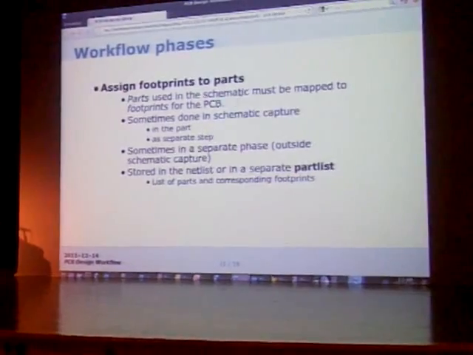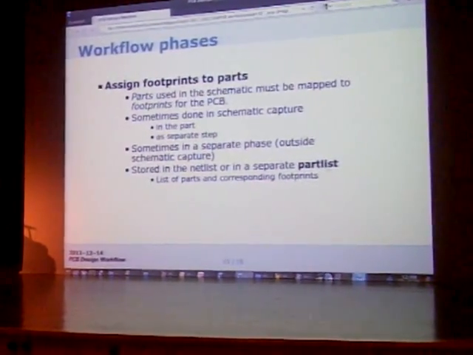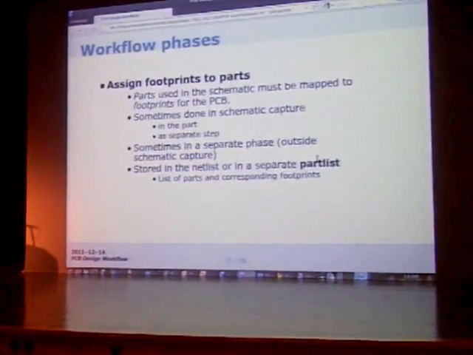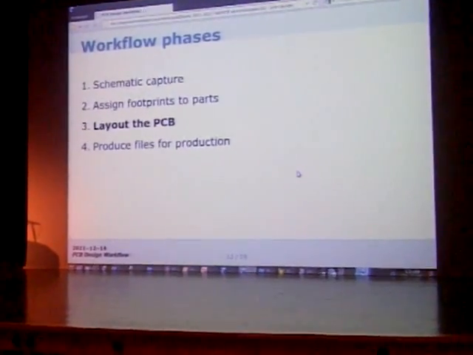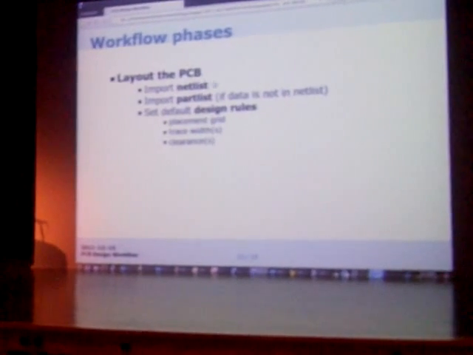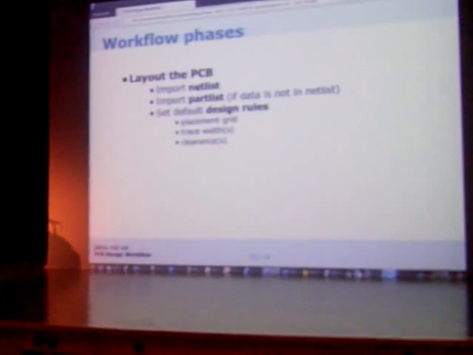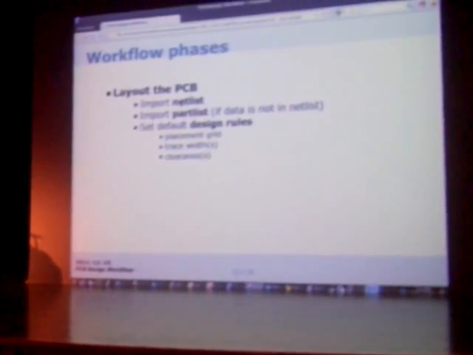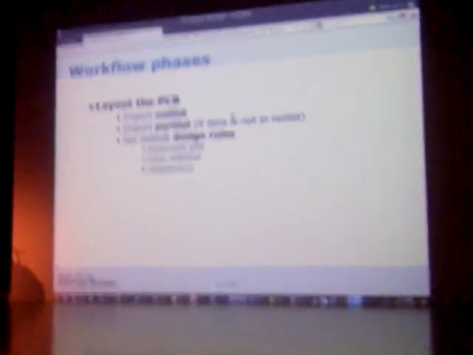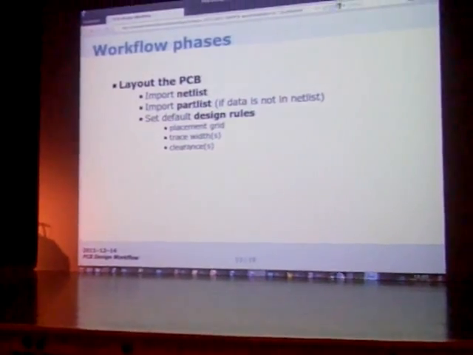Sometimes that mapping of part to footprint is stored in the net list, and sometimes it's exported in another text file called a part list, a list of parts. So finally we come to laying out the PC board. Phases here are you basically import your net list, your list of parts and their connections. If your net list does not also include footprint data, you import the part list, which has your footprint data.